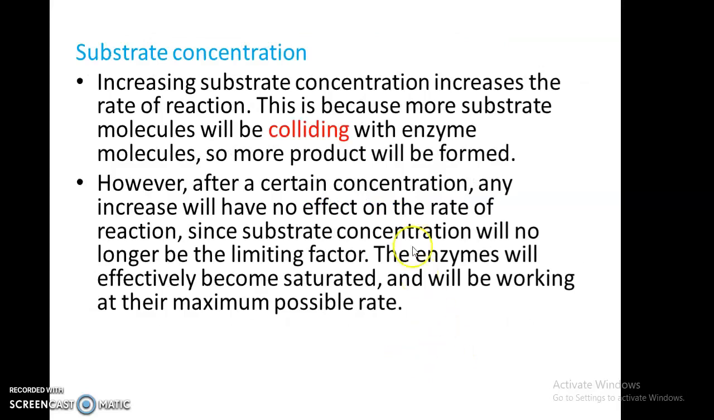Substrate concentration. Increasing substrate concentration increases the rate of reaction. This is because more substrate molecules will be colliding with enzyme molecules, as the enzyme's working mechanism is physical, that is the collision between the enzyme and the substrate. When the substrate concentration increases, then the collisions will increase so that the rate of reaction will increase. So more product will be formed.